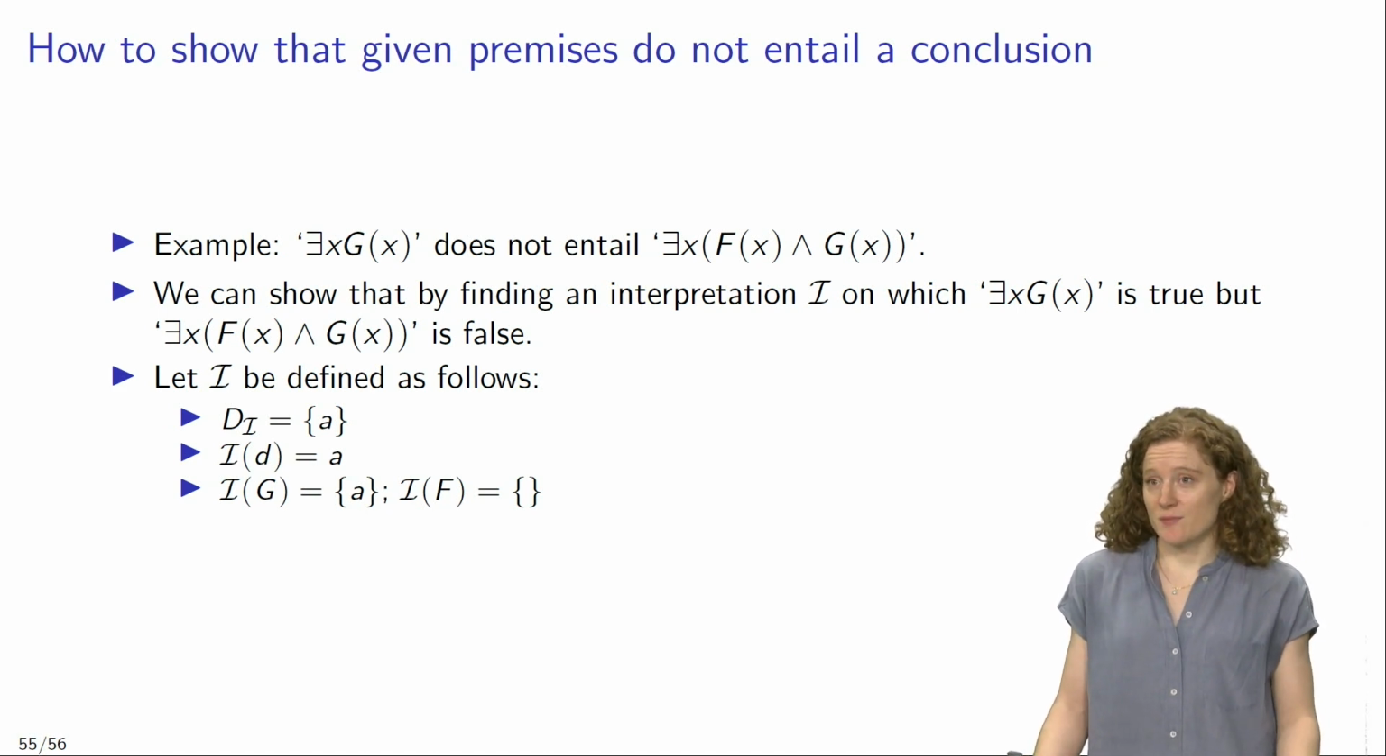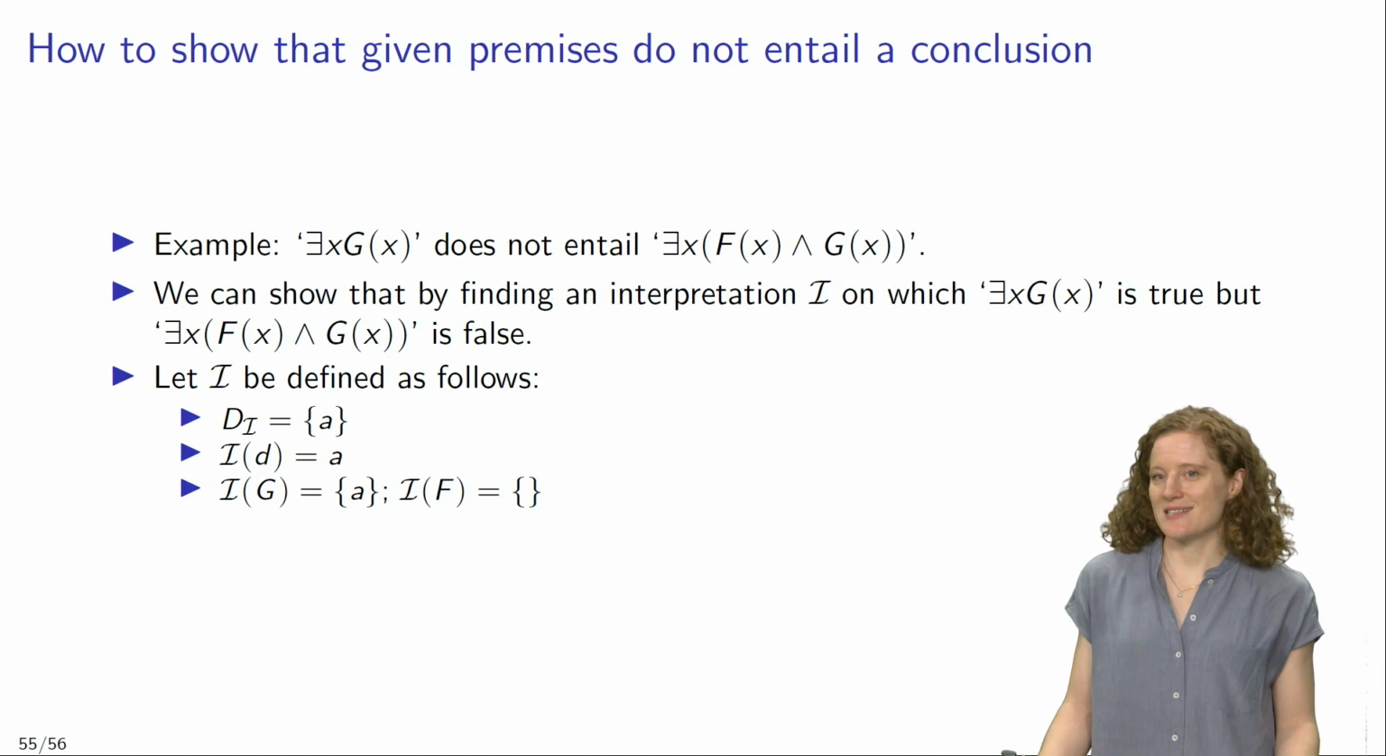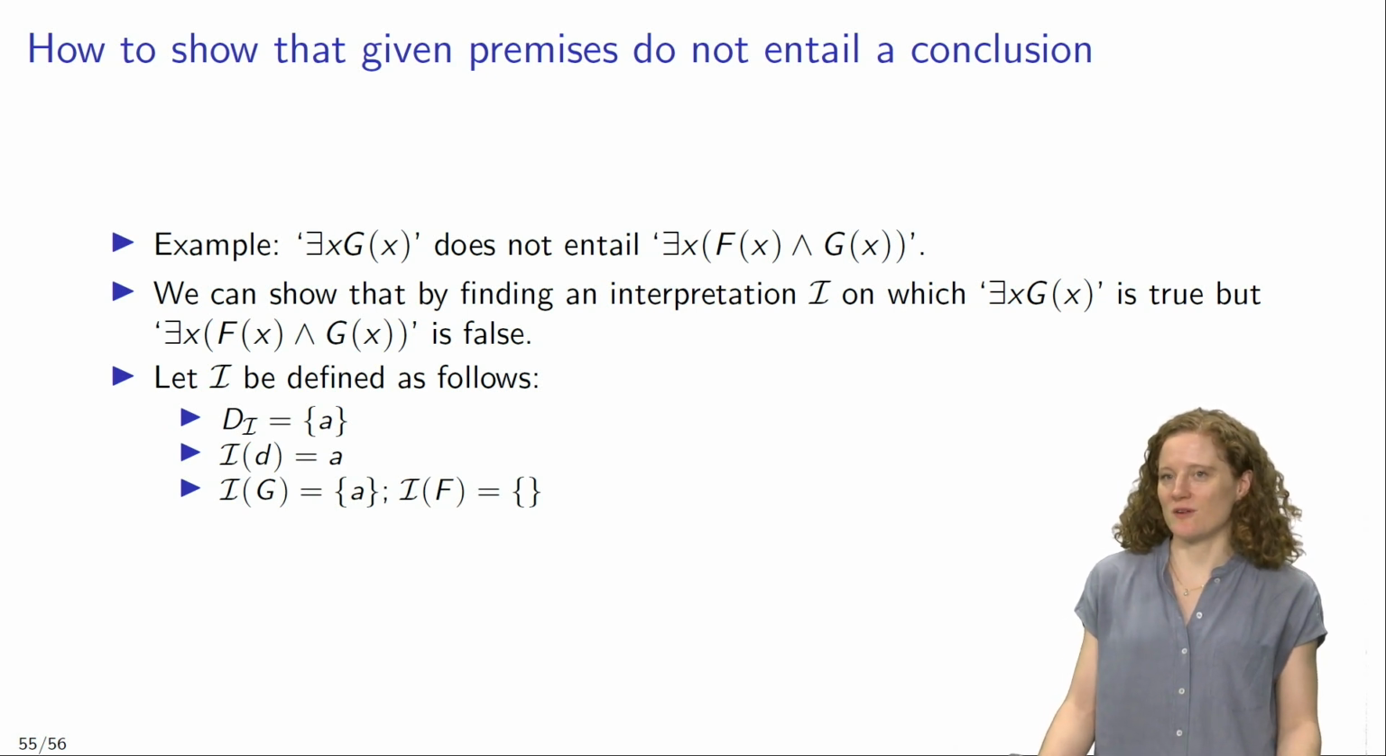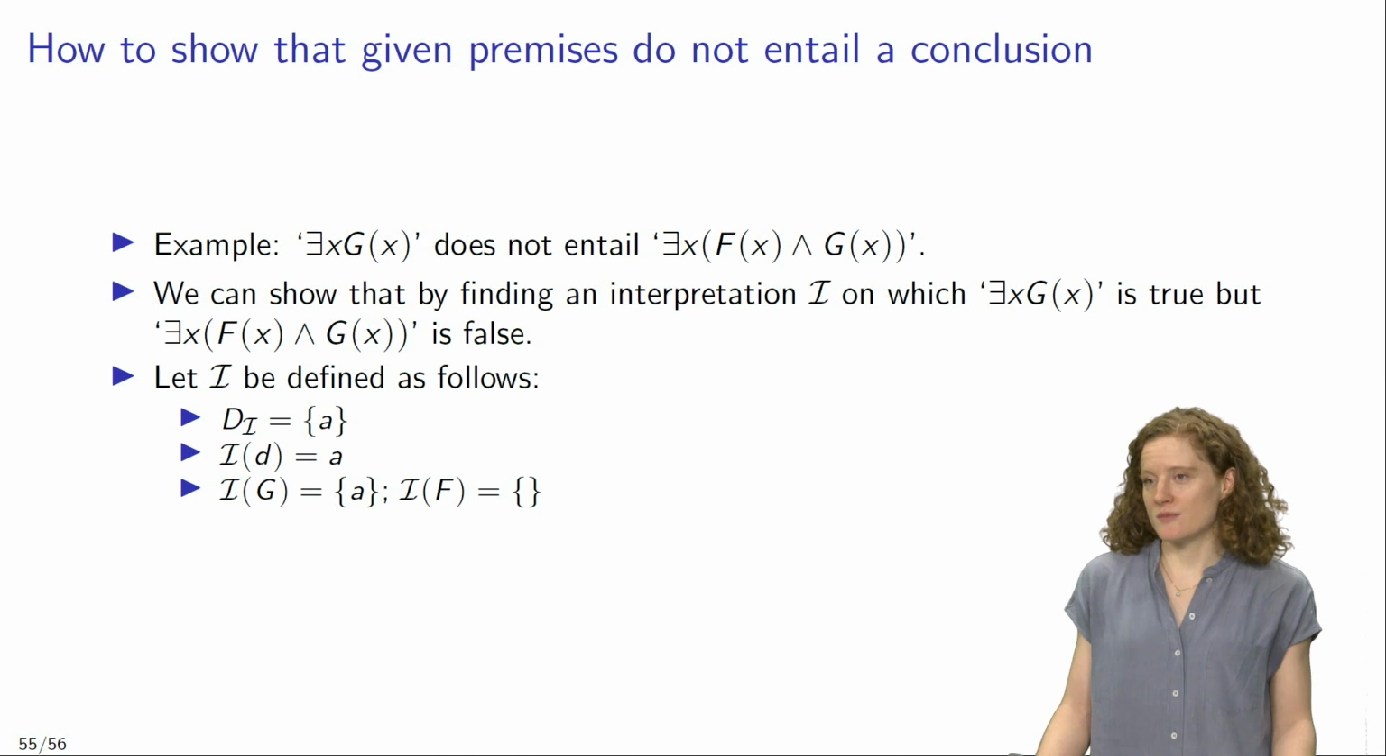So on this interpretation I, the sentence "there is an x such that Gx" is true, given that A satisfies the open formula Gx, but the sentence "there is an x such that Fx and Gx" is false, since no object satisfies the open formula "Fx and Gx," given that no object satisfies the open formula Fx.